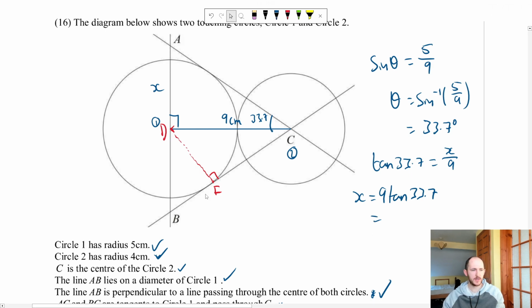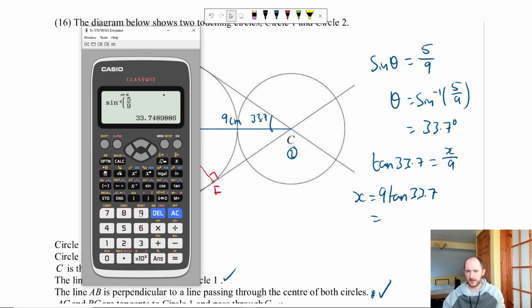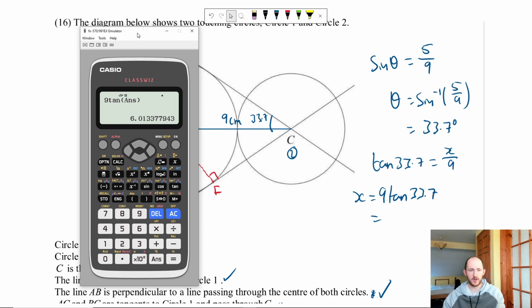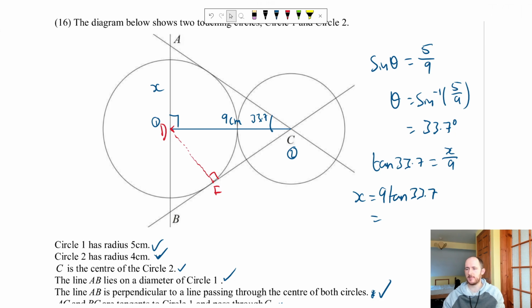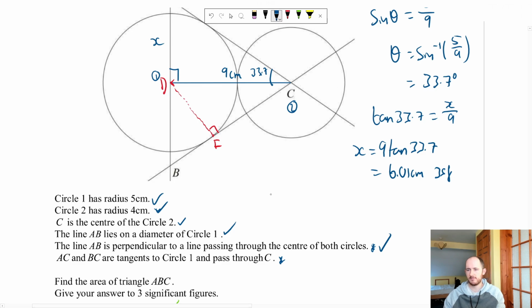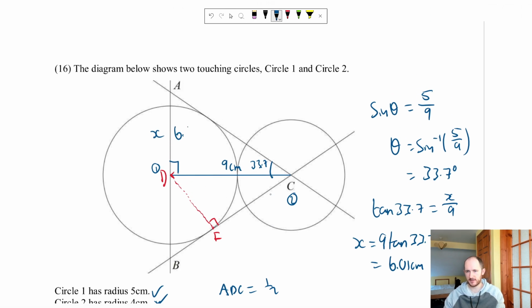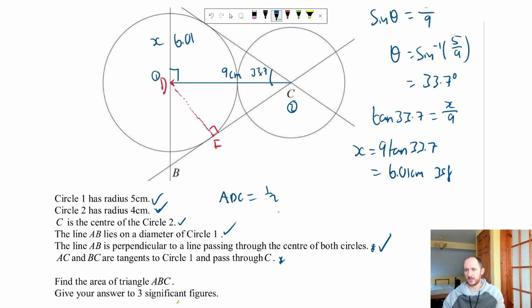Which equals, well, I'm going to work it out on the calculator. I'm not going to do it in my head. 6.01. Do I want to keep it super accurate? Let's keep it super accurate. Let's do 6.01 centimeters to 3SF, which means the area of ADC is half base times height. Actually, no, I should label it. I'm getting too excited. All right, 6.01, which is going to be half 6.01 times 9.